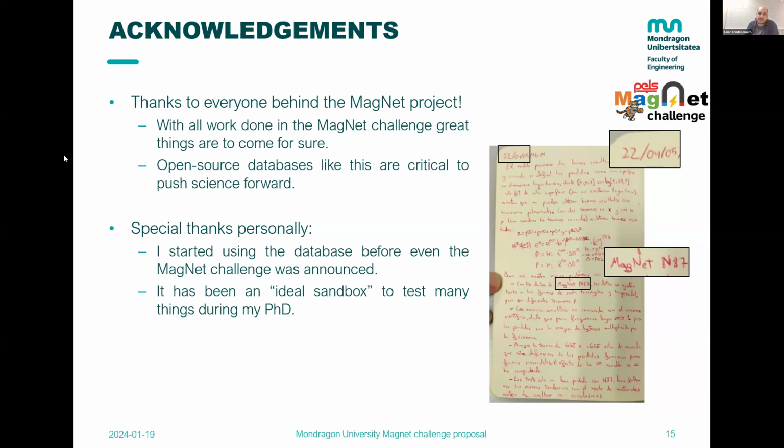Especially personally, I would like to thank you because I started using the MagNet database before even you started the MagNet challenge. I think back then you had like 5 materials and not this bias. It was in like coming soon, this bias. So I remember that time, and it has been an invaluable sandbox to play during my PhD, and it has definitely saved my PhD. So thank you very much for that.